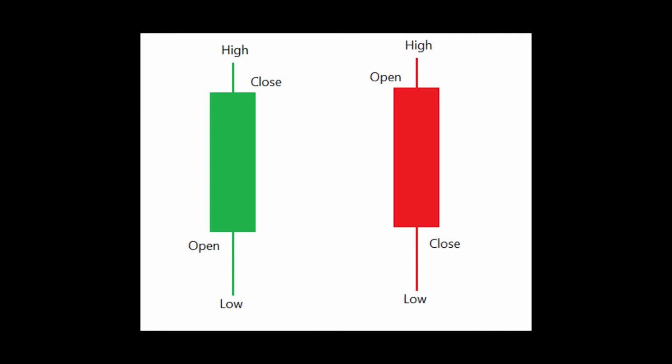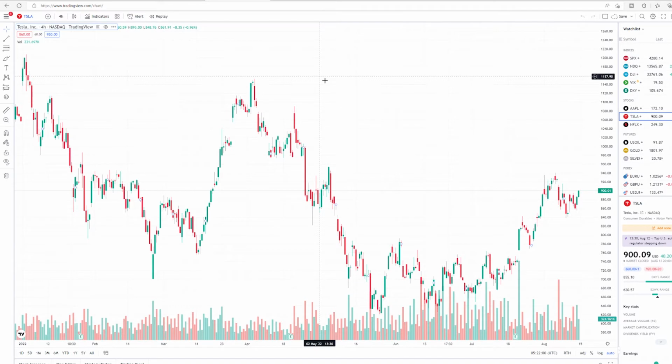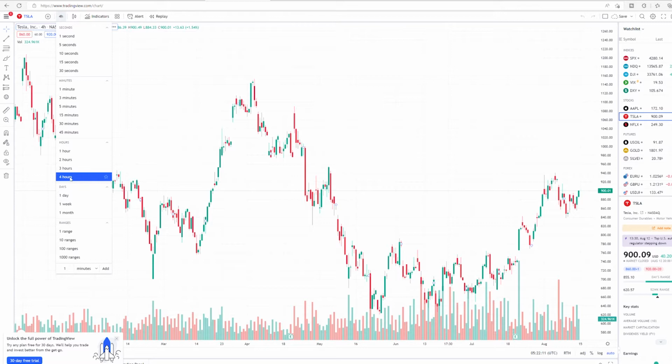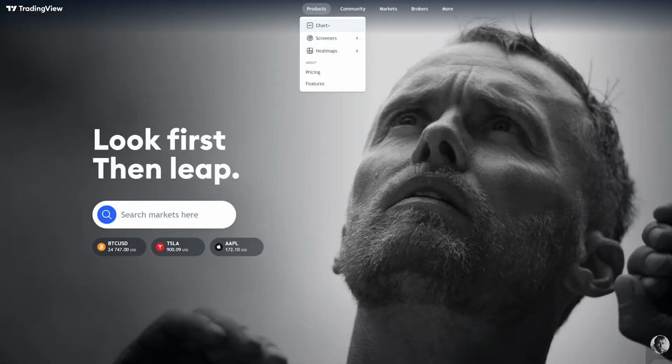I'll just go ahead and show you real quick on a real chart so you guys see what I'm talking about. All right, so here we have a candlestick chart of one of my favorite stocks that I like to trade and own long-term as well, Tesla. As you can see, we are in a 4-hour time frame right here, the 4H. That means 4 hours. By the way, this is tradingview.com.